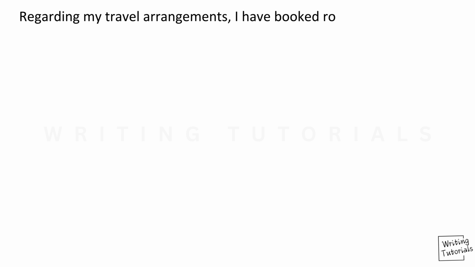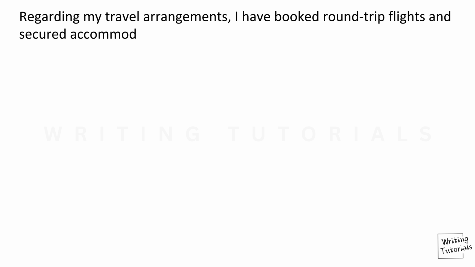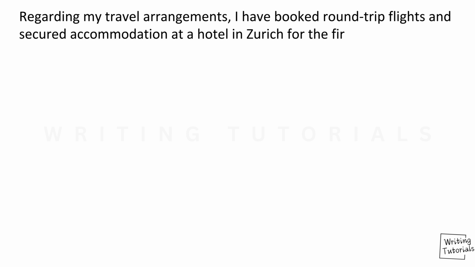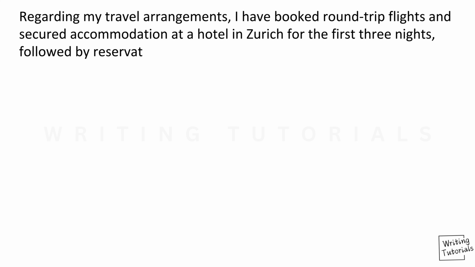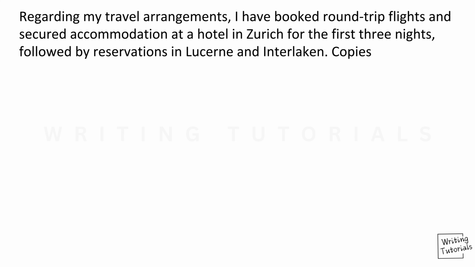Now let's move to the travel arrangements paragraph. This section shows that your trip is well planned. First sentence, regarding my travel arrangements, I have booked round-trip flights and secured accommodation at a hotel in Zurich for the first 3 nights, followed by reservations in Lucerne and Interlaken. This provides clear details of your itinerary.